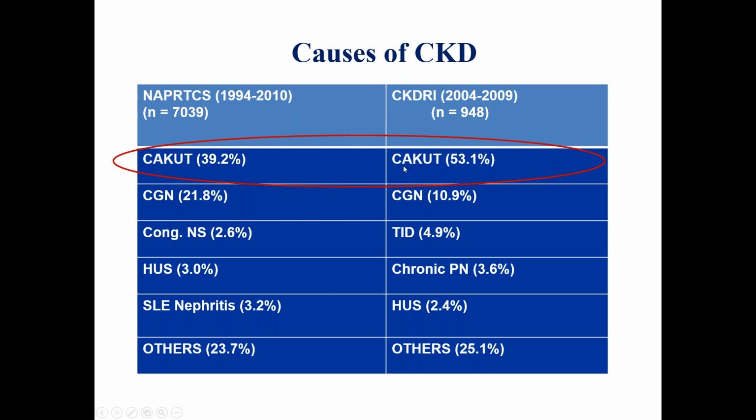That is the acronym we use, CAKUT. And almost half the patients of CKD are constituted by these structural abnormalities, followed by chronic glomerulonephritis. Then you have tubulointerstitial diseases, chronic pyelonephritis, hemolytic uremic syndrome in a small proportion of patients, and others would constitute some things like your genetic disorders, cystic renal diseases. Then you have nephronophthisis, and you have these renal stones, etc.